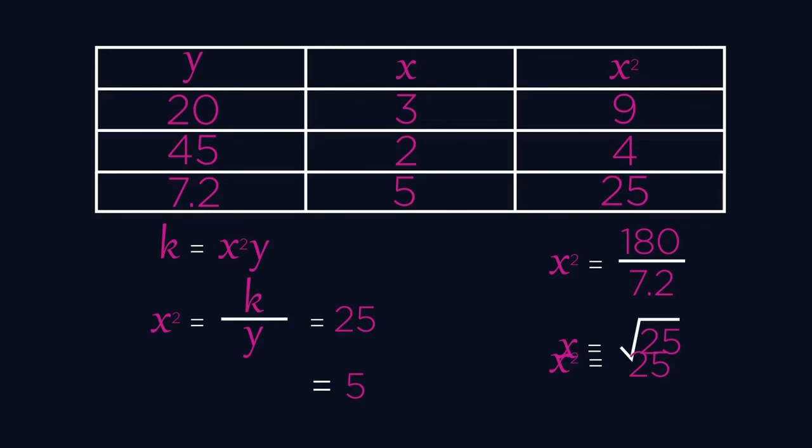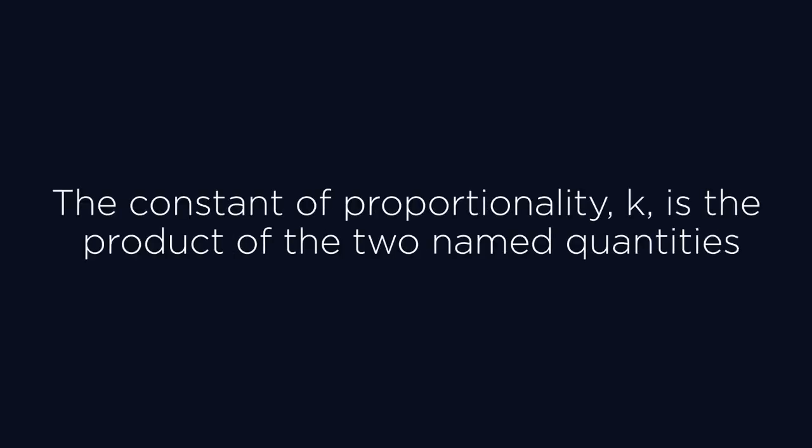There you have a quick guide to using inverse proportion. Remember, the constant of proportionality, k, is the product of the two named quantities, so be sure to check for indices.